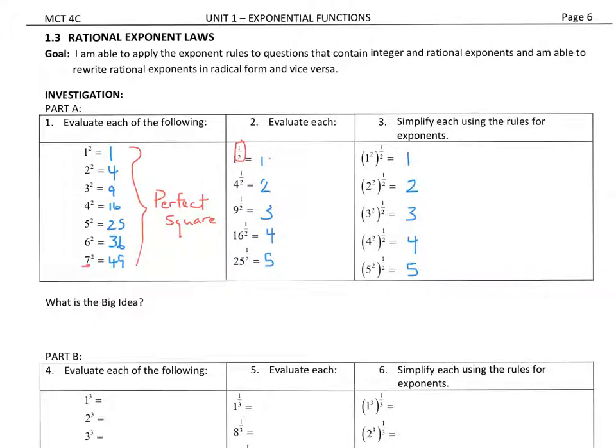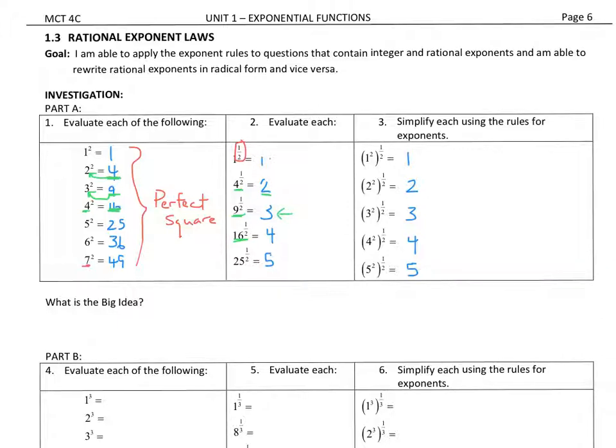A 4, let me grab a different color. Here was 4 in number 1, so 4 to the 1/2 kind of worked backwards to be a 2. And then 9 to the 1/2, here was 9. 9 to the 1/2 worked backwards to be the 3. Okay, and then we have a 16 to the 1/2. Here was 16 as an answer, and we're working backwards to get the 4, and so on.